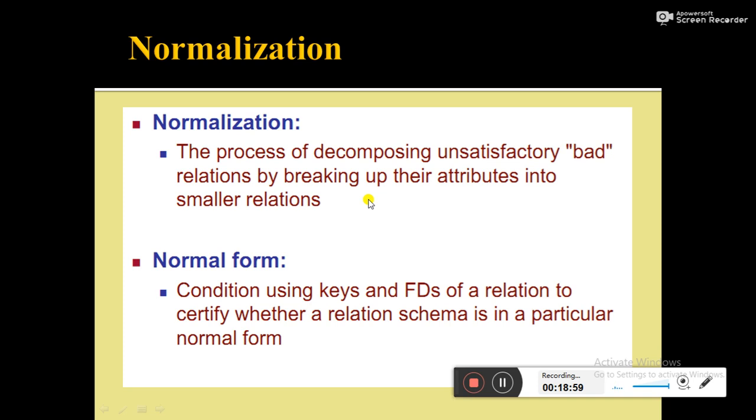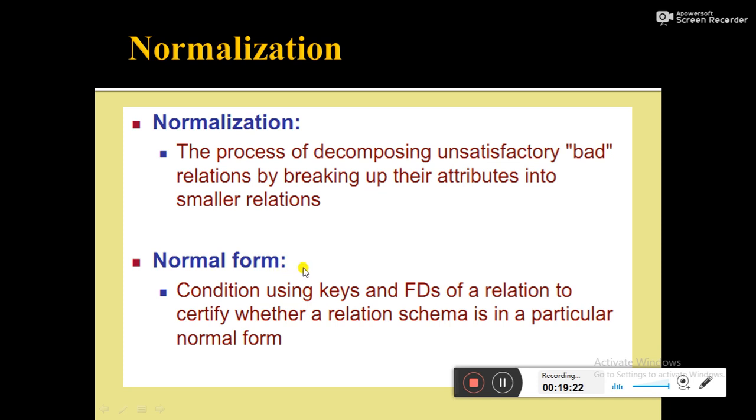And how can normalization be performed? Basically, normalization is performed based on functional dependencies, which are defined on a particular relation. Now, what is functional dependency? How is normalization going to be applied? All this will be covered from my next video onwards.